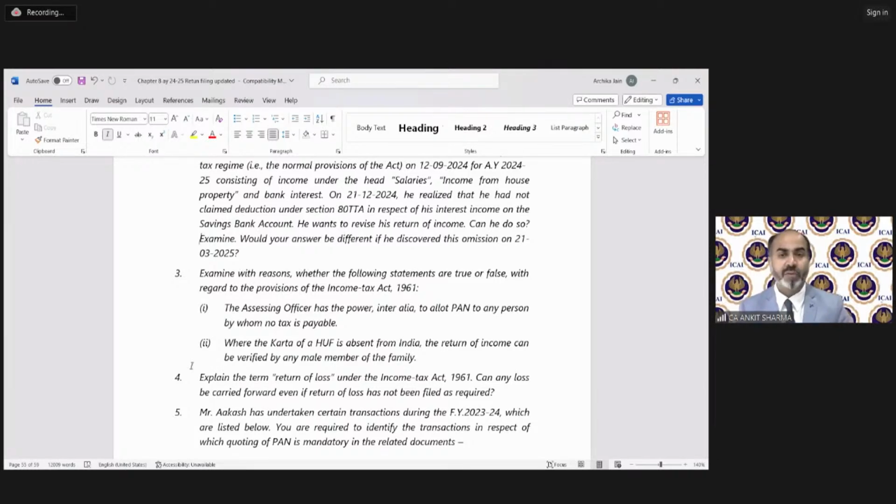Explain the term return of loss under the Income Tax Act 1961. Can any loss be carried forward even if the return of loss has not been filed as required? No. Return of loss needs to be filed within the due date. But if it is filed after the due date, then only the unabsorbed depreciation and house property loss can be carried forward.